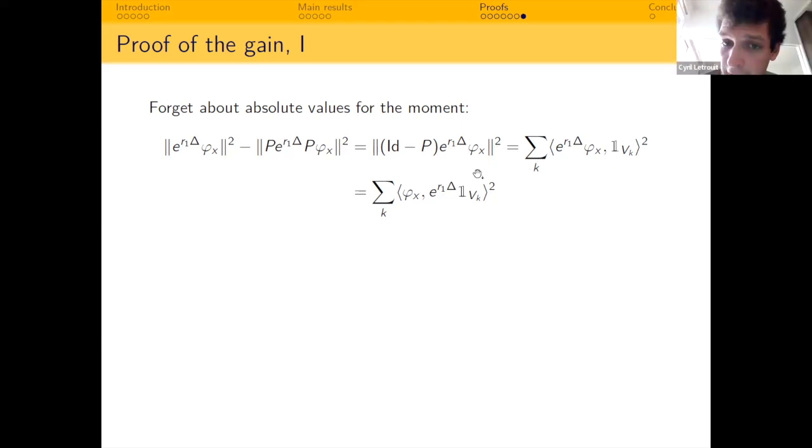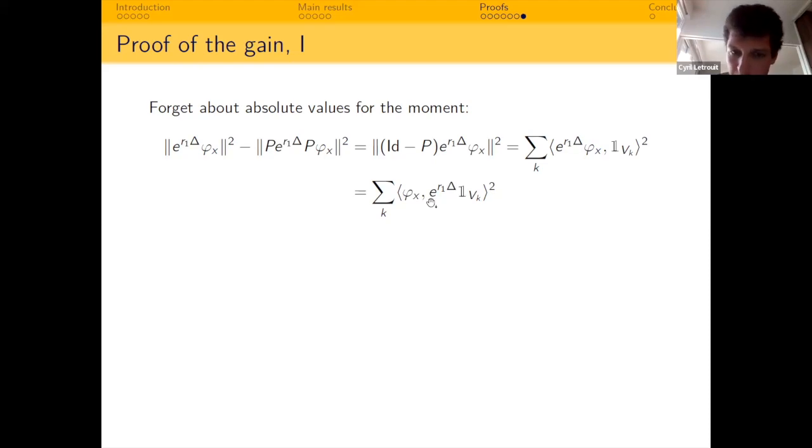And by the Pythagorean theorem, since you have an orthogonal projection, this is where you use what is P. The orthogonal projection to the orthogonal of the space of all the characteristic functions of the V_k. And V_k were balls around the points of the net. And here you have this expression now: e to the R1 delta phi x against 1_{V_k}, squared. And you want a lower bound on this. So you just, it's a self-adjoint operator, you put e to the R1 delta on the other side.